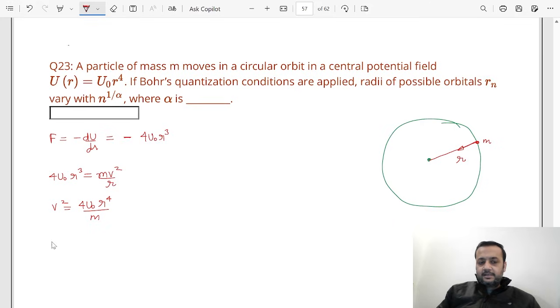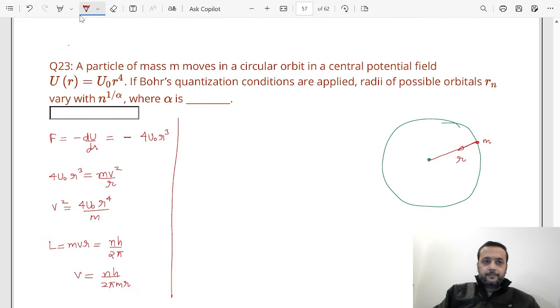Using the quantization rule, we can say that angular momentum, which is nothing but mvr, will be the nth multiple of h upon 2 pi. Okay, so from here, the value of v becomes n h upon 2 pi m r. So if I square the value of v and put it in the first equation, that will become 4 u naught r to the power 4 upon m equals n square h square upon 4 pi square m square r square.